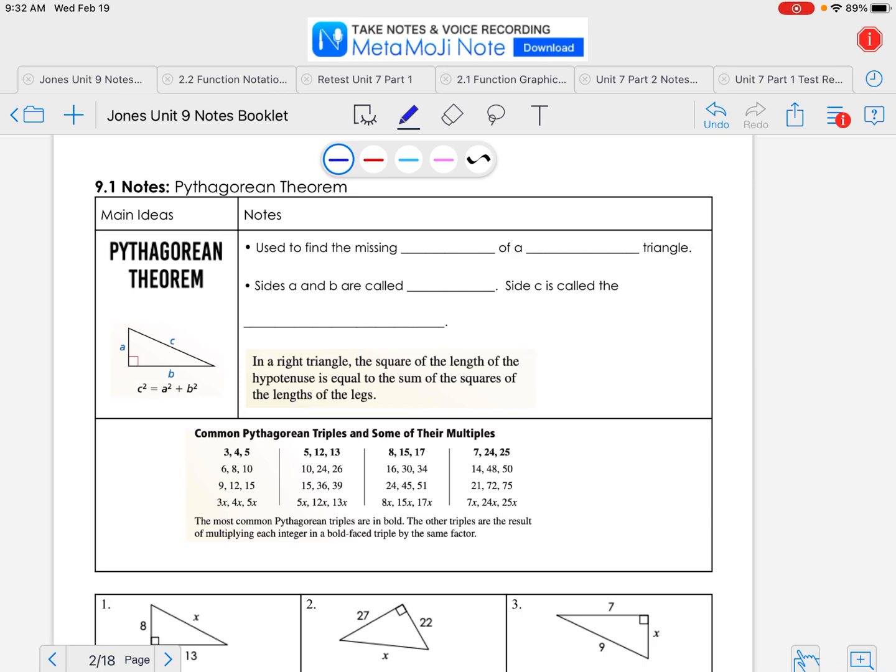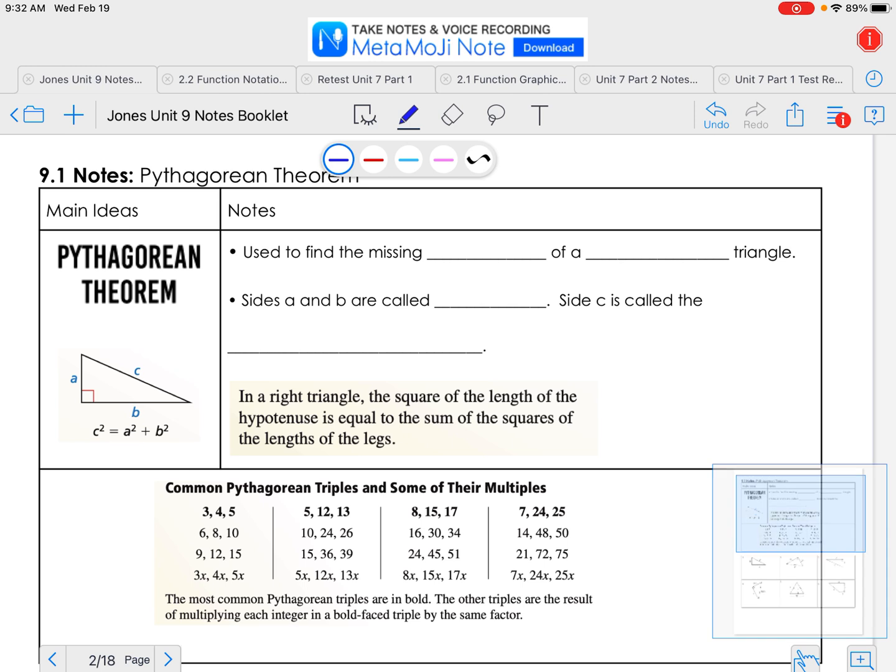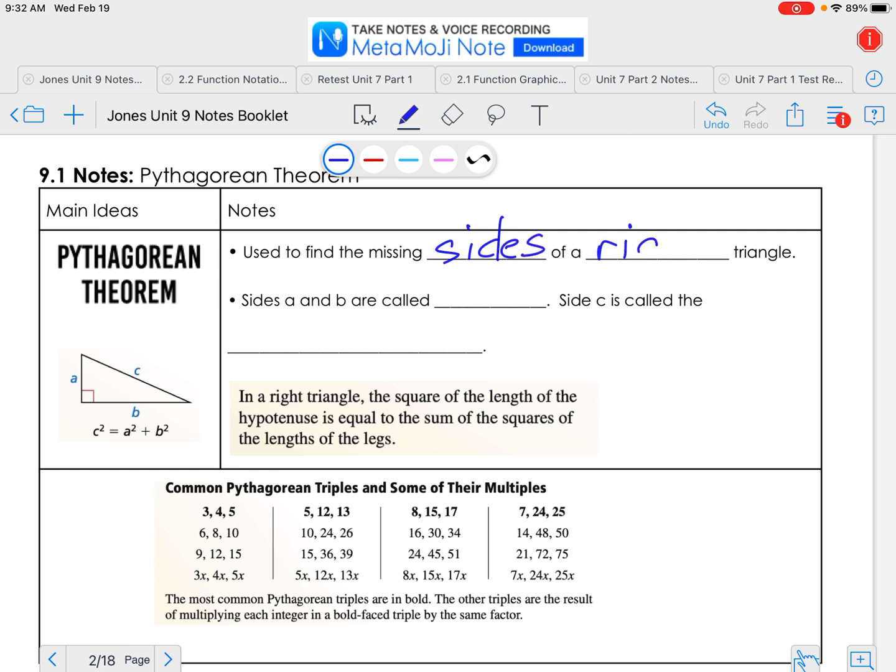About right triangles this unit, so today we'll start by reviewing the Pythagorean theorem. The Pythagorean theorem is used to find the missing sides of a right triangle. A and B are the legs, and C is the hypotenuse. Now, the hypotenuse is always bigger than the legs. So the hypotenuse is the longest side, and it's directly across from the right angle.